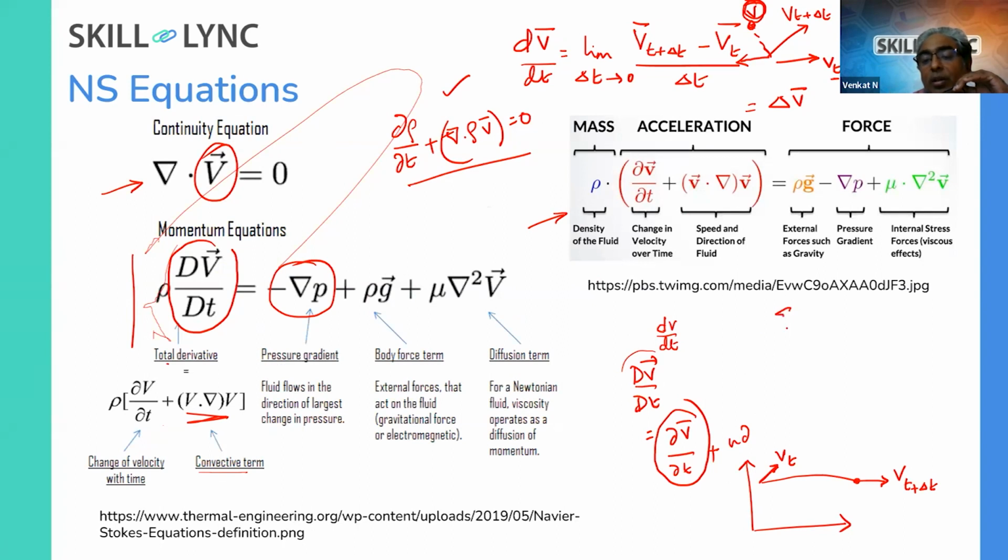If you remember, sigma F is equal to ma. This is your typical Newton's second law. Here he has just reversed it: ma is equal to sigma F. Sigma F is nothing but the sum of all forces acting on the fluid body. So there are surface forces and there are body forces.